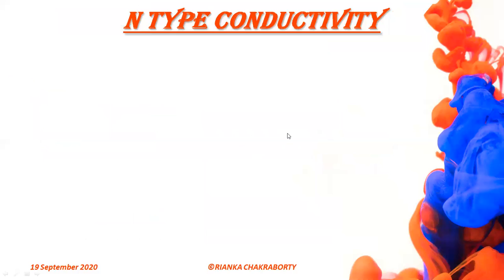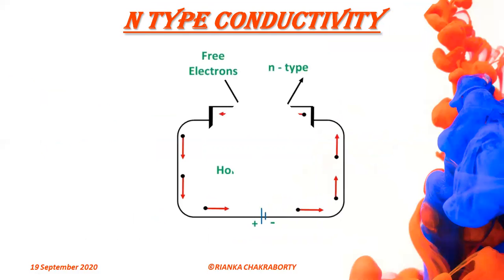Now, the N-type conductivity. When a potential difference is applied across the N-type semiconductor, the free electrons donated by the impurity in the crystal will be directed towards the positive terminal, constituting the electric current. As the current flow through the crystal is by free electrons, which are carriers of negative charge, this type of conductivity is called negative or N-type conductivity.